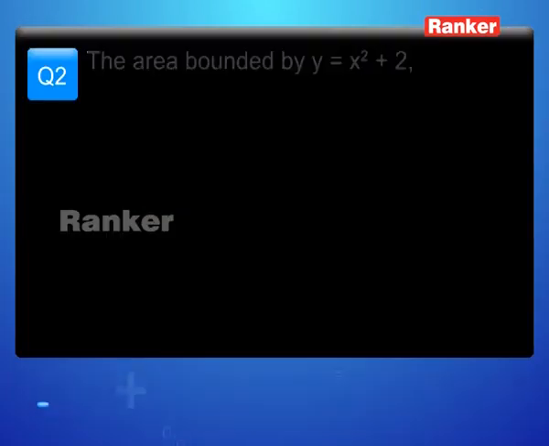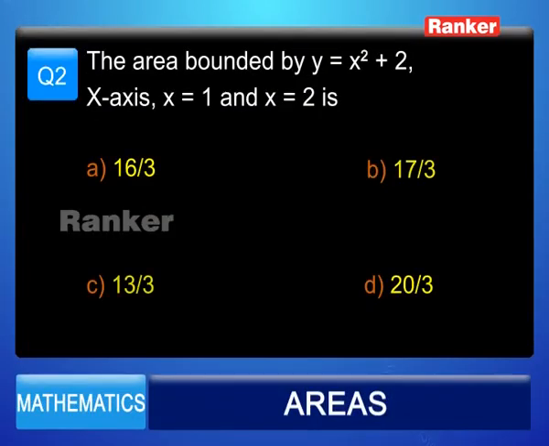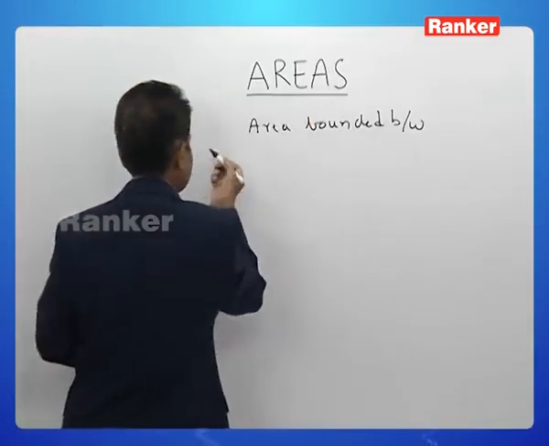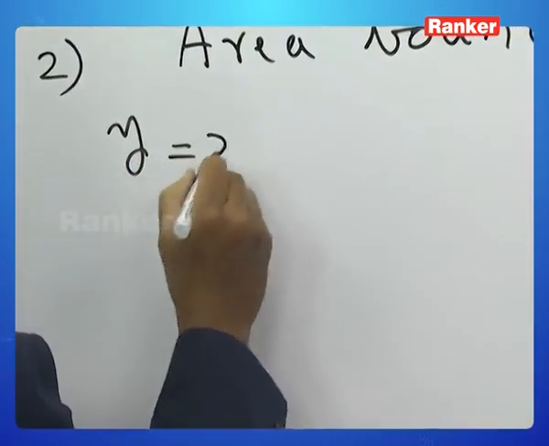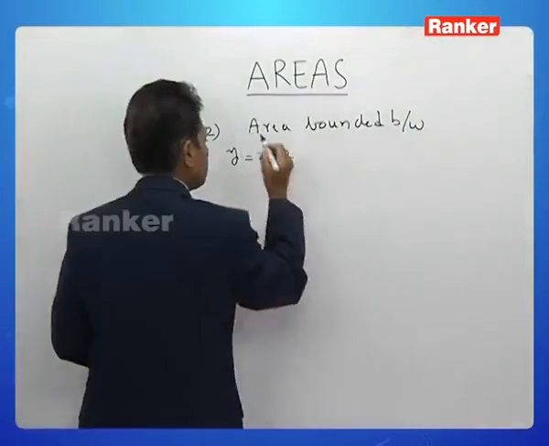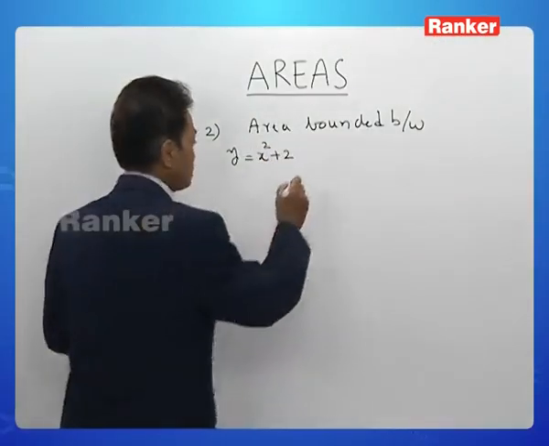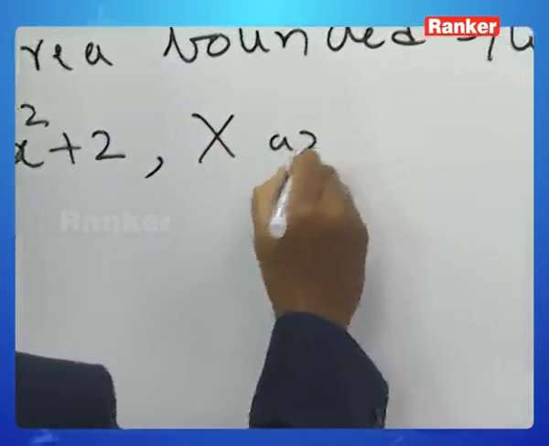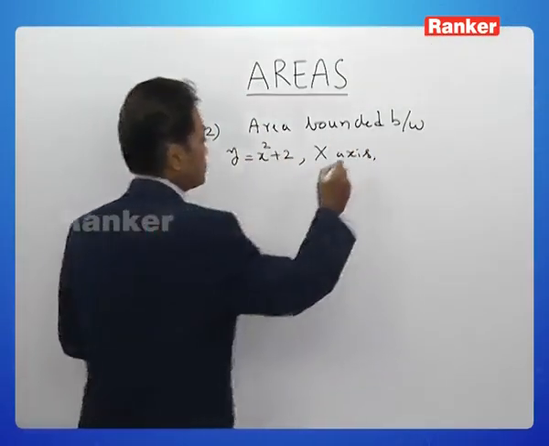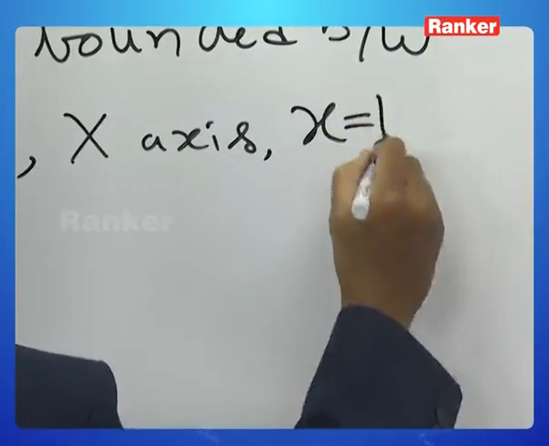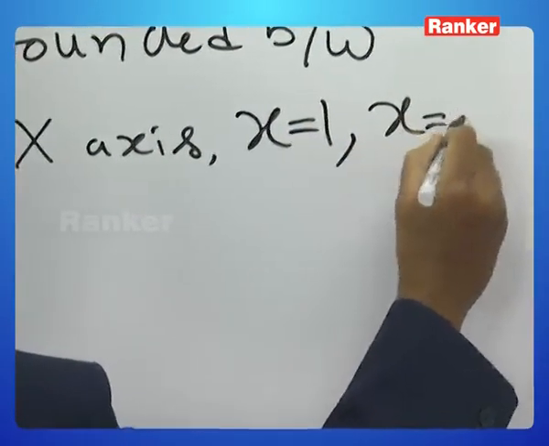Now question number 2. The area bounded between y is equal to x square plus 2, again parabola, and x axis and two ordinates, x is equal to 1 and x is equal to 2. So let us try this. Question number 2. Parabola x square plus 2 and x axis same like previous and two ordinates, that is 1 and 2, x is equal to 1 and x is equal to 2.